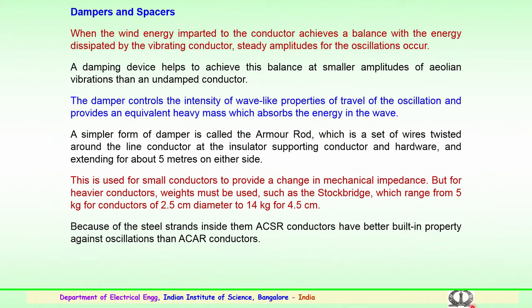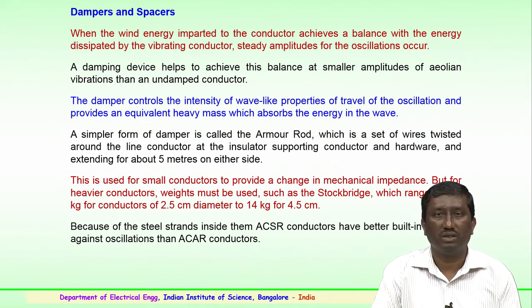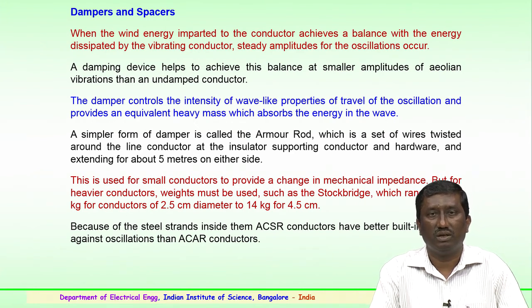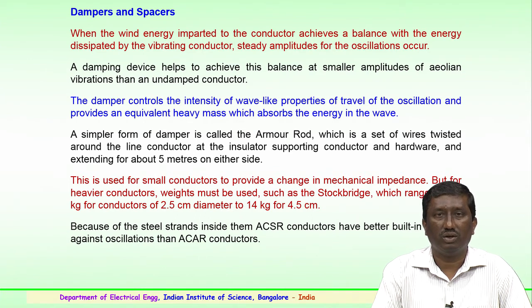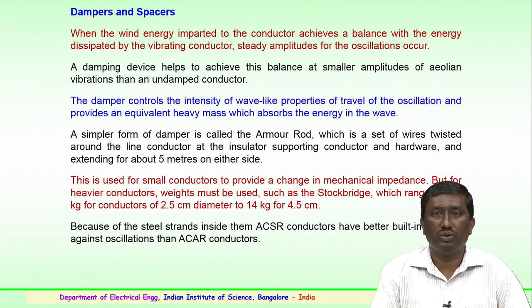So, for these 3 types of vibrations or oscillations which we have discussed, important components are the dampers and spacers. These are used so that the vibrations and the oscillations which the conductor experiences are reduced. So, the wind energy imparted to the conductor achieves a balance with the energy dissipated by the vibrating conductor. Steady amplitudes for the oscillations do occur. So, a damper or a damping device helps to achieve this balance at smaller amplitudes of Aeolian vibrations than an undamped conductor.